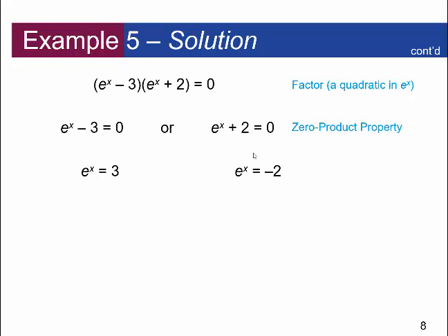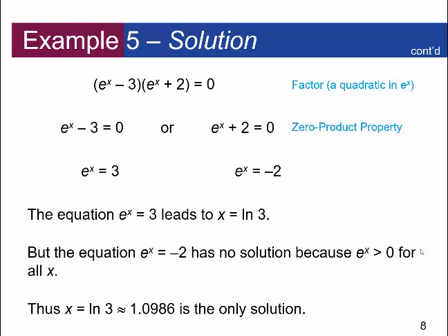e to the x is equal to 3, and e to the x is equal to -2. First off, e to the x can never be a negative number, okay? So this will not be a solution. So solving this, what you'll do is take the natural log of each side. If you remember our rules, the natural log of e to the x is just x. Whatever you do to this side, you've got to do to the other side. So one solution is x is equal to the natural log of 3.